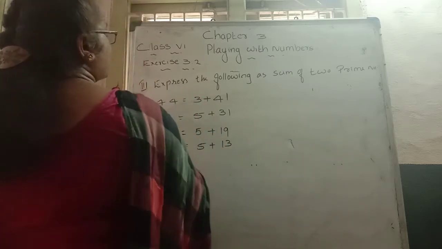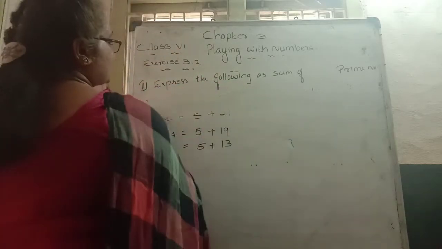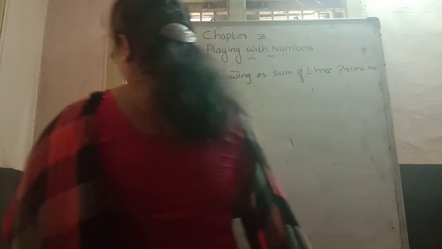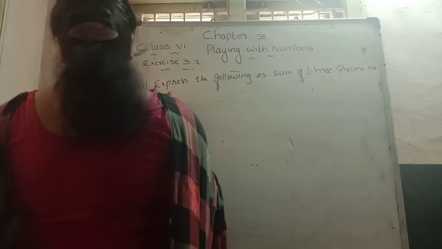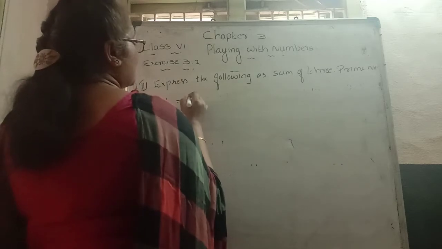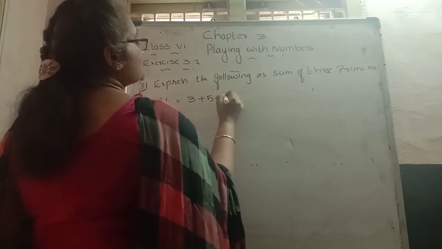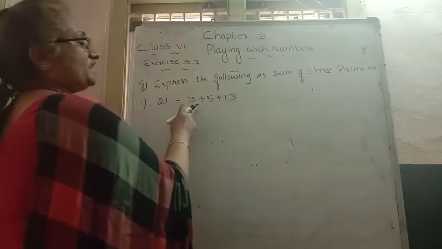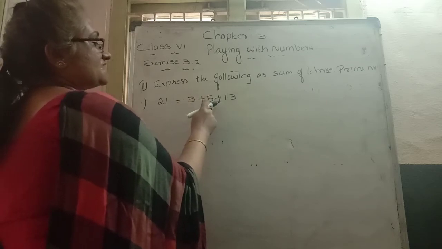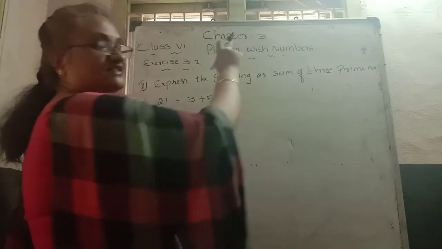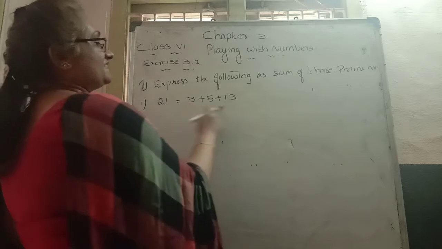Next, the third Roman numeral says: express the following numbers as a sum of 3 prime numbers. This was the 2 prime number case. Next they are asking the 3 prime number case. Here the first question they given is 21. How can we write 21 in the form of 3 prime numbers? We can write 3 plus 5 plus 13. 13 plus 5 comes to be 18. 18 plus 3 comes to be 21. 3 is a prime number, 5 is a prime number, 13 is also a prime number. So here 3 numbers. You see, previously they asked 2 numbers. So here they are asking 3.